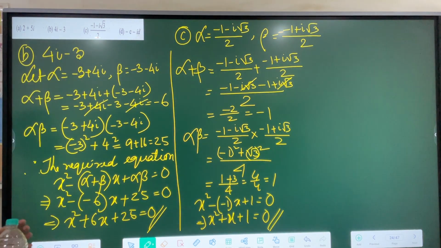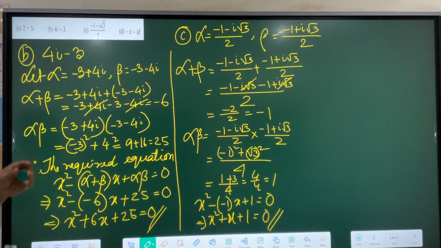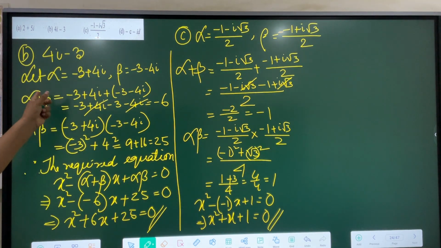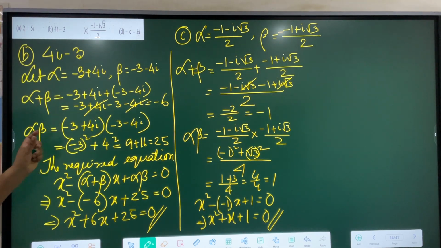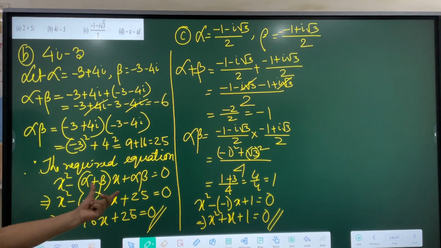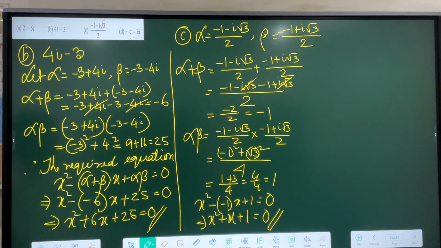So I hope you have understood. To form a quadratic equation, we must first find out the sum of the roots and the product of the roots. That will be easy for us to form a quadratic equation.